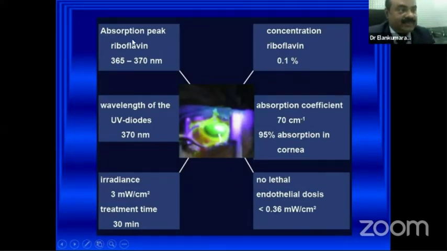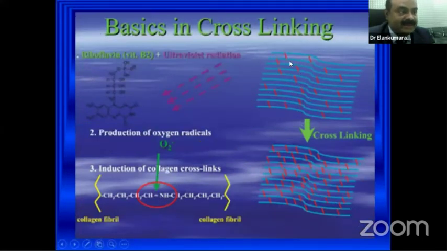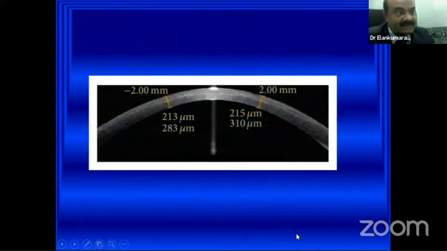We add riboflavin, along with that use this particular 365 to 370 nanometer of light. This creates photoexcitation. There are certain bonds which are present in the collagen in the stroma. Now, the photoexcitation of the riboflavin molecules releases oxygen radicals, which creates cross-linking between those bonds. If the cross-linking is more, it can cause a scar and reduce the vision also.